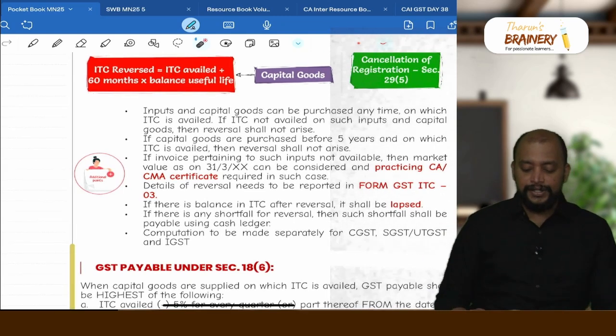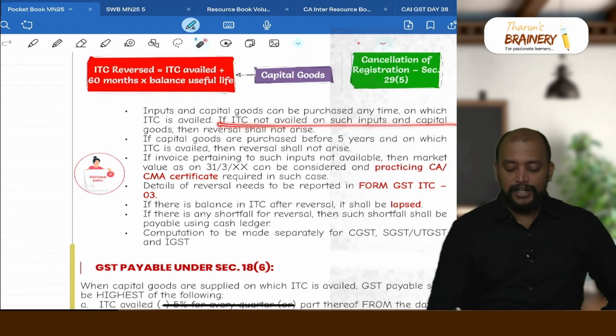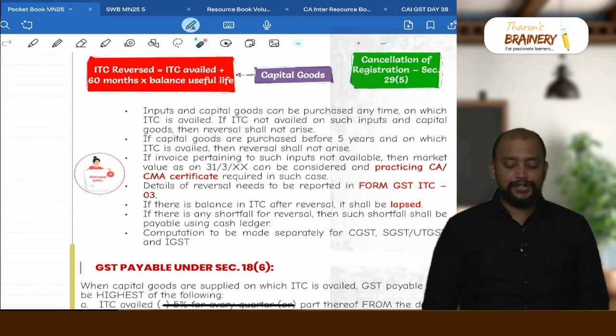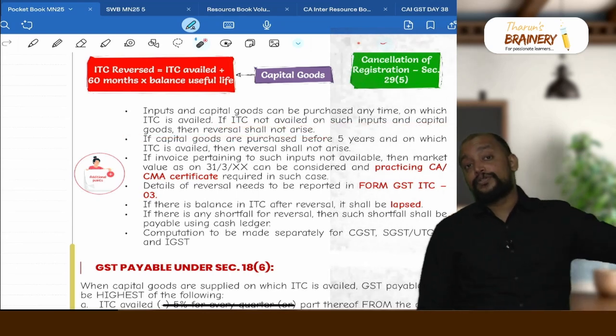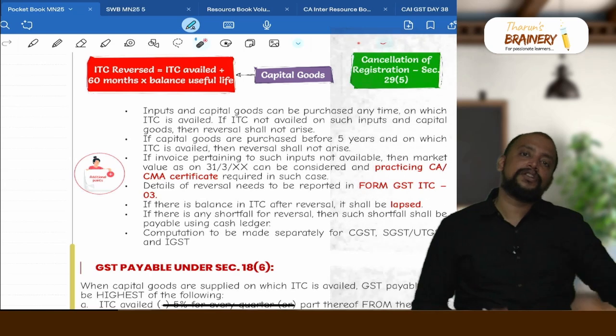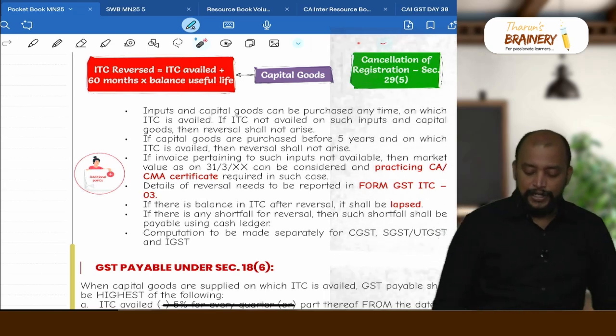But here there is no such restriction. If ITC is not availed on such inputs and capital goods, then the reversal shall not arise. Also, if the capital goods were purchased more than 5 years ago, their life is over, there is no balance life. So the reversal shall not arise.